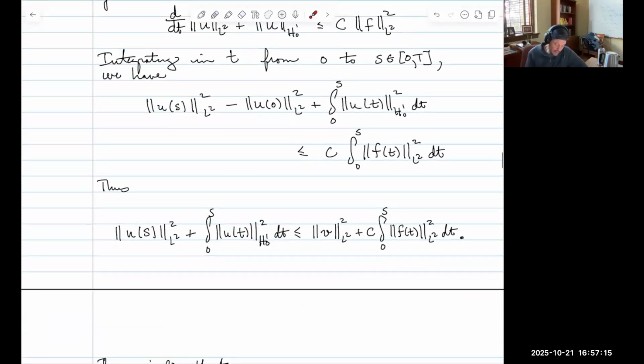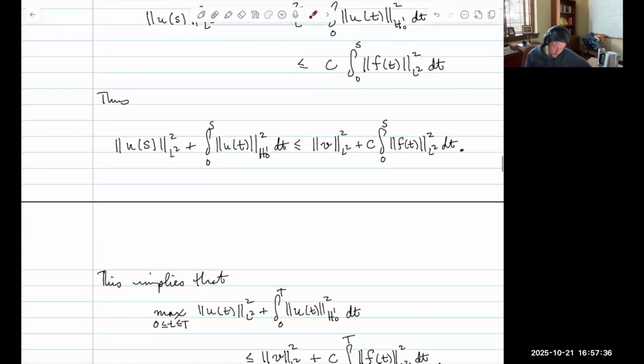So now this term here, what is that? u0. Well, that's just V. So V is what we call data of the problem. It's a known quantity, so I'm going to take this as V and move it to this side. And so this is the inequality that I now get. And it starts looking almost like what we want.